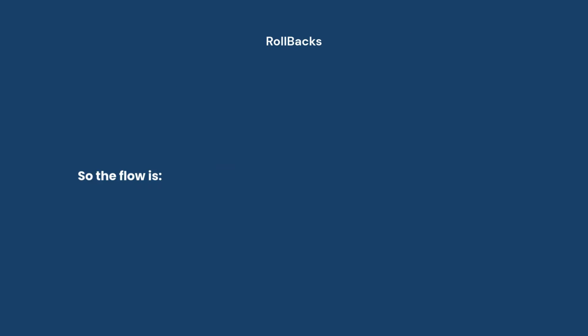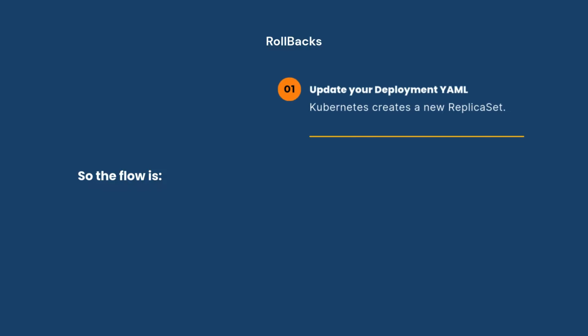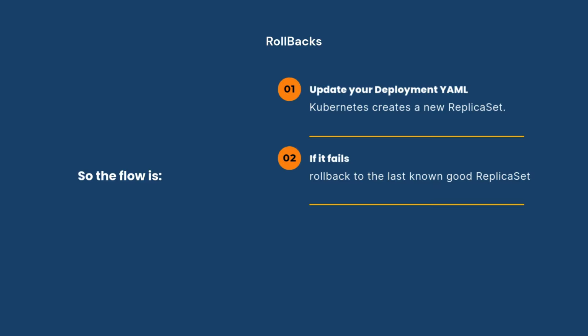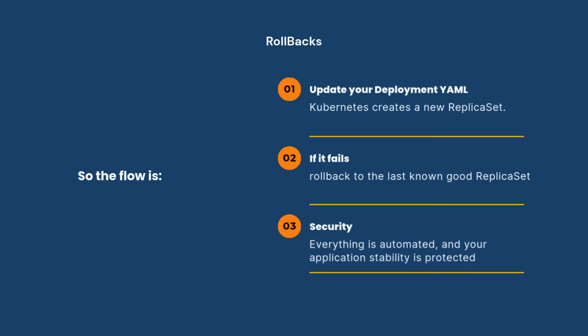So the flow is like: update your deployment YAML, then Kubernetes creates a new replica set. If it fails, roll back to the last known good replica set. Everything is automated and your application stability is protected.